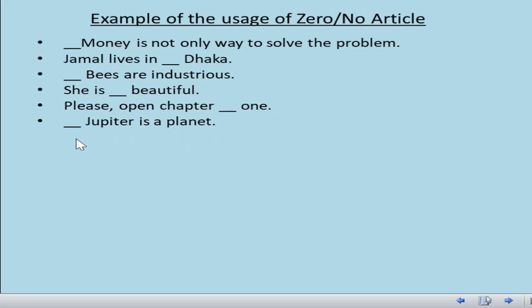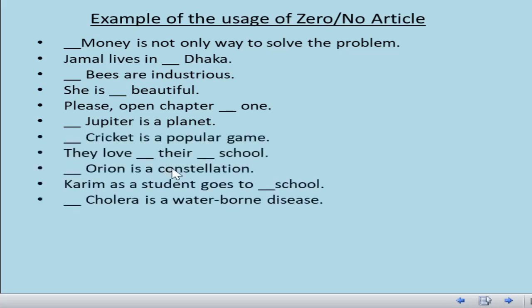Jupiter is a planet. Here Jupiter is the name of a planet. Jupiter, Mars, Earth, Neptune, Pluto, Uranus, Venus, Mercury. These are the names of planets. Before a planet, we do not use any article. That is, we use no article. Cricket is a popular game. Here, cricket is the name of a game or sport. We do not use any article before games or sports.